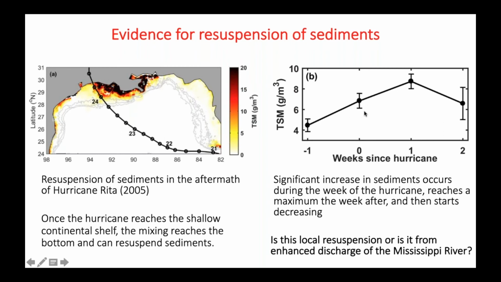So the question then is, we know that in this region, the Mississippi River plays a big role in nutrient loading in the water. When you have an increase in sediments like this, the question arises as to what is causing it. Is it because hurricanes are mixing up the water column and resuspending previously buried sediments, or is it because once the hurricane makes landfall, there is a lot of rainfall and flooding of the river, which enhances the nutrient loading in the river discharge? Is there a way to separate these two processes?